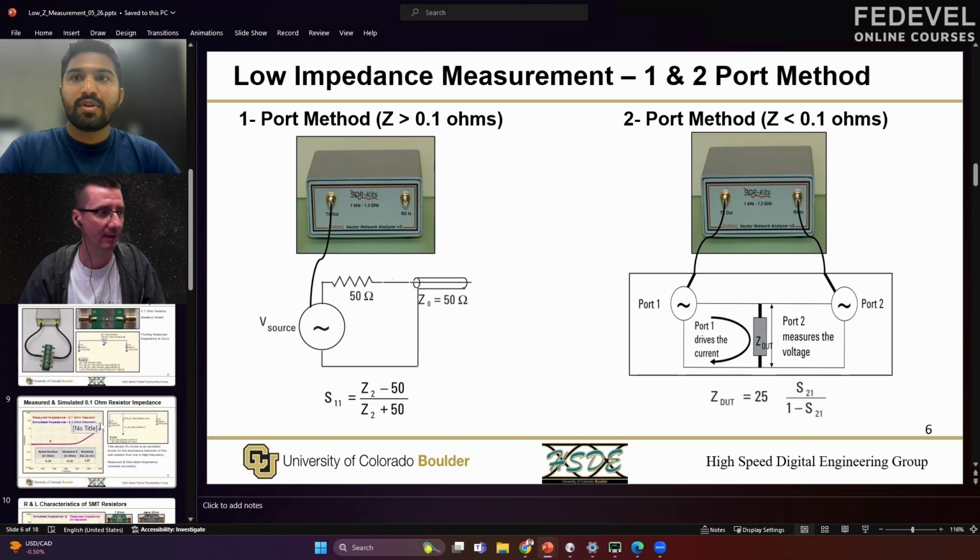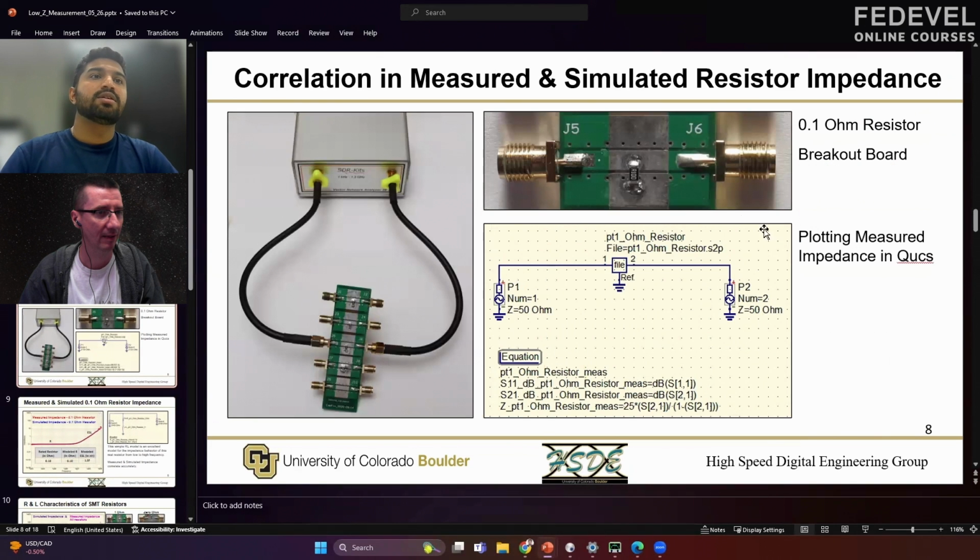So moving ahead, this is the model that we build in Qucs to plot the touchstone file that we extracted from this measurement setup. And to learn how to use Qucs, our research group did a short presentation in DesignCon.